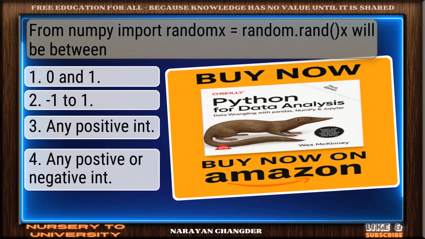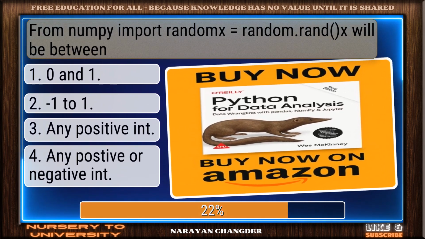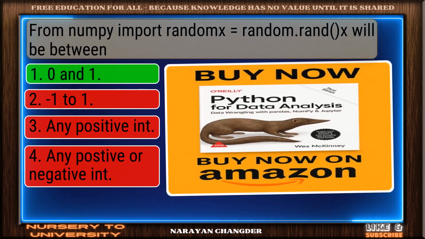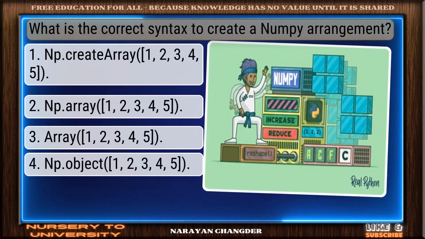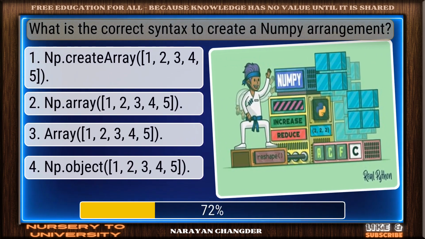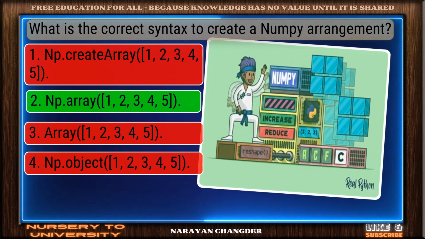Question number 5. from numpy import random, x = random. The random number will be between. Well done. Zero and 1 is the right choice. Question number 6. What is the correct syntax to create a Numpy array? Great job. np.array is the accurate answer.